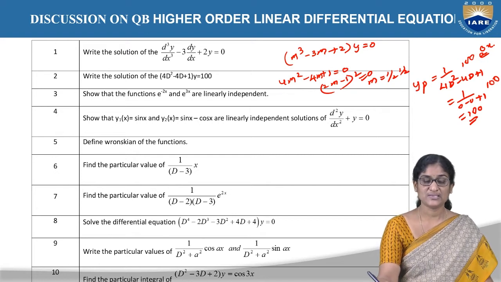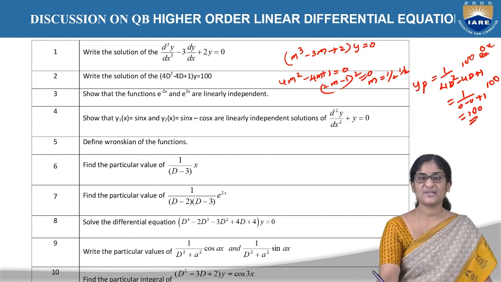So this question is based on the first model of the higher order differential equations, that is f of D into y is equal to Q of x, where Q of x is e to the power of ax. Next, going to the next question, show that the functions e to the power of minus 2x and e to the power of 3x are linearly independent.